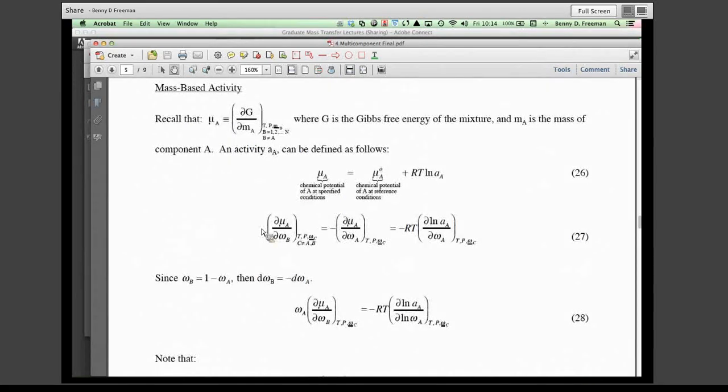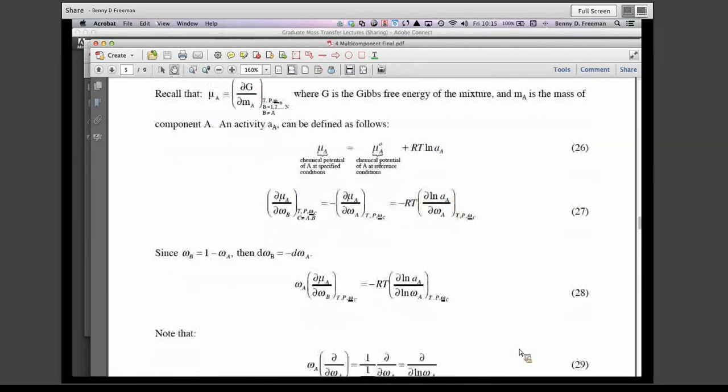And I can write these gradients in the chemical potential with respect to composition, d mu A d omega B, I can write that in terms of the concentration of the mass fraction of component A, because d omega B has to be equal to minus d omega A because the mass fractions sum to 1. And so I can write this term in terms of the change in the logarithm of the activity of A with respect to composition.